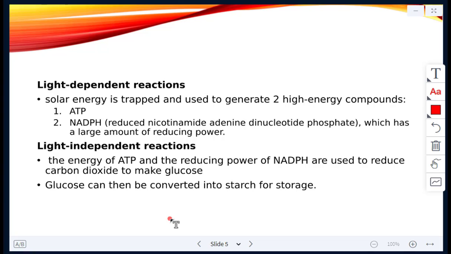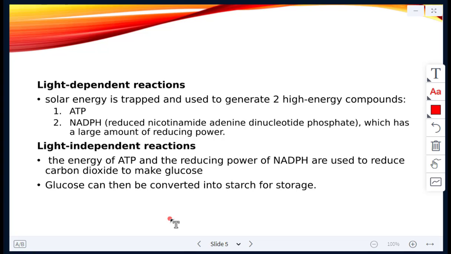Okay, so the light-dependent reactions, this is where solar energy is trapped and used to generate two high-energy compounds. The first one is ATP, and the second one is NADPH, which is reduced nicotinamide adenine dinucleotide phosphate, and it has a large amount of reducing power.